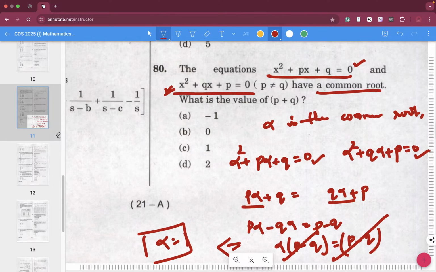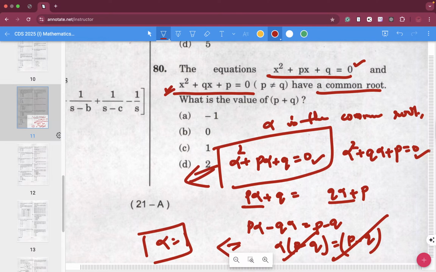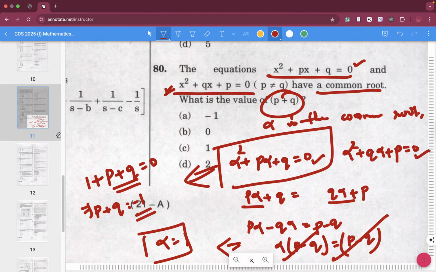If alpha is equal to 1, can we just put alpha in this particular equation? If you put alpha is equal to 1, you will get alpha square is equal to 1, p alpha means p, so 1 plus p plus q is equal to 0. What they have asked? They have asked what is the value of p plus q. From here, can you say p plus q is equal to minus 1? So the answer will be A over here, folks.